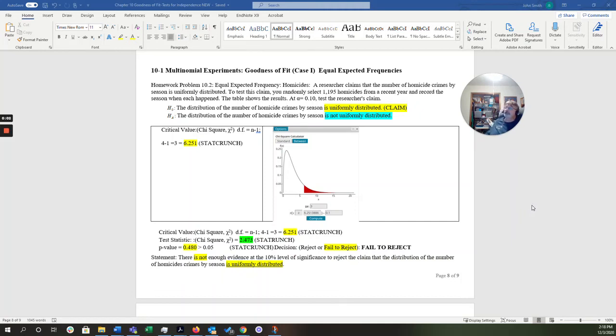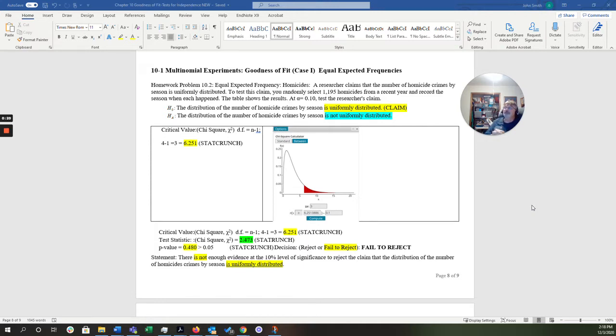Okay, this is our second video for goodness of fit. This comes from homework problem 10.2. And we're going to see this is different. And because it's different, it's not quite as tricky. We have equal expected frequencies here, which is case one, if you go back to the first page of the notes.